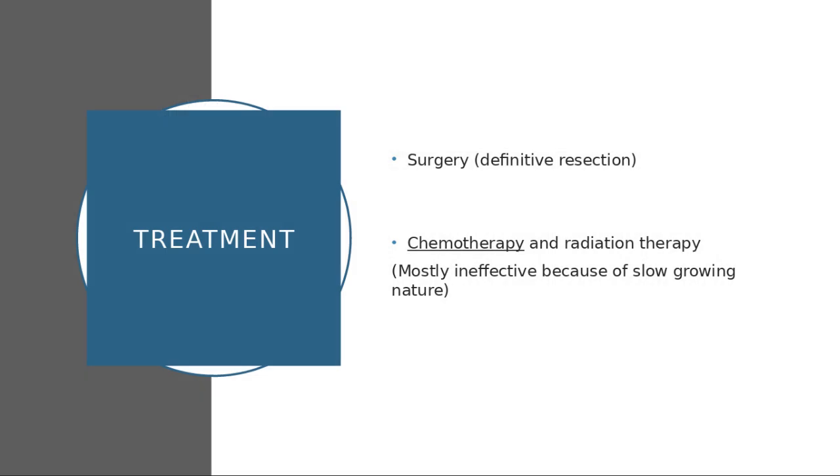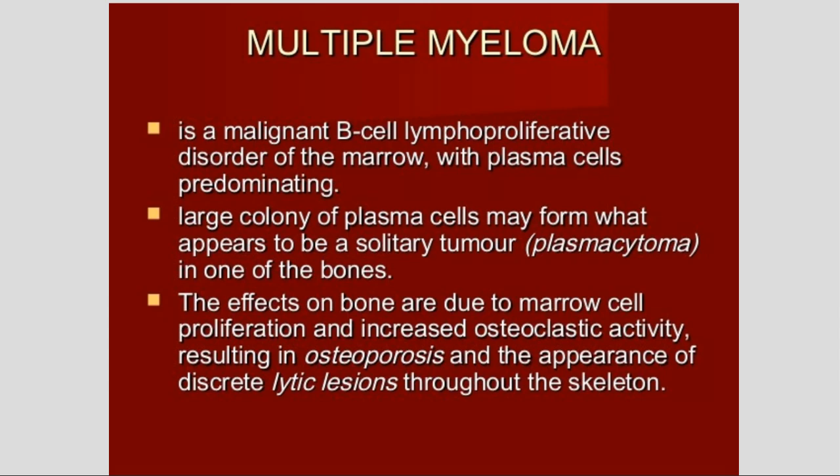Usually, your definitive management is surgical because chemo radiation tends not to work. Chemo radiation works best for fast growing tumors or tumors with fast cellular turnover. But in slow-growing tumors like these, it's much, much less effective. So you end up with definitive surgical resection, similar to what I discussed before for the osteosarcoma, as your mainstay of treatment.